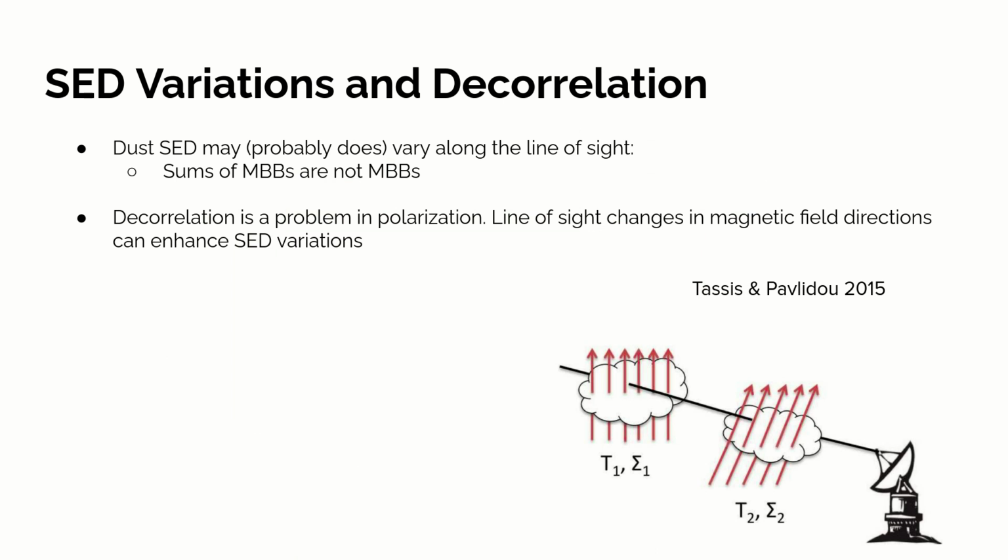We also have to consider SED variations and decorrelation. One of the difficulties with the SED variations is that the dust SED may vary along the line of sight, and probably does, and that the sum of modified blackbodies is not a modified blackbody in itself. This makes modeling more difficult. In polarization, we have to consider decorrelation. Line of sight changes in the magnetic field directions, as shown in this cartoon below, can enhance SED variations, making it more difficult to get a proper full model of the actual emission that we observe.